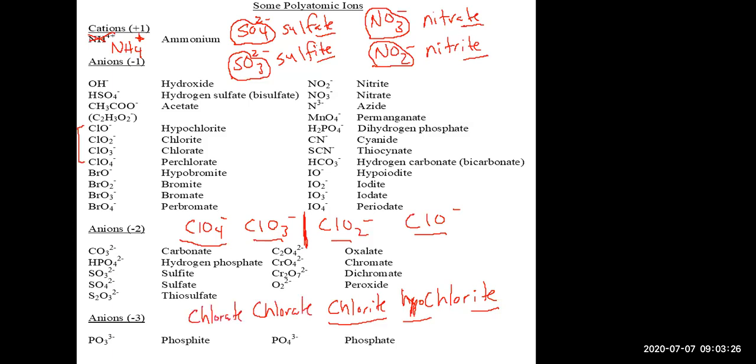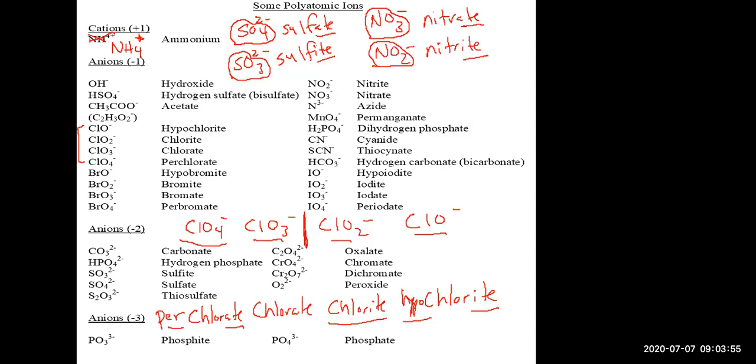So just like on the other end, you obviously cannot have 2 things with the same name. So in a group of 4, the one that has the most oxygen also starts with per. So this is perchlorate. This guy right here, ClO3 minus, is chlorate, and then chlorite and hypochlorite as we go this way. Now, that's the most common group of 4 that you come across.